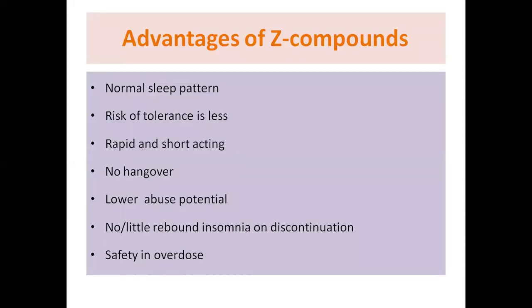Overall, the advantages of Z compounds: they produce a normal sleep pattern. The risk of tolerance is very low. They are rapid and short acting. No hangover is seen, and they have lower abuse potential. No rebound insomnia on discontinuation. They are safer in overdose.